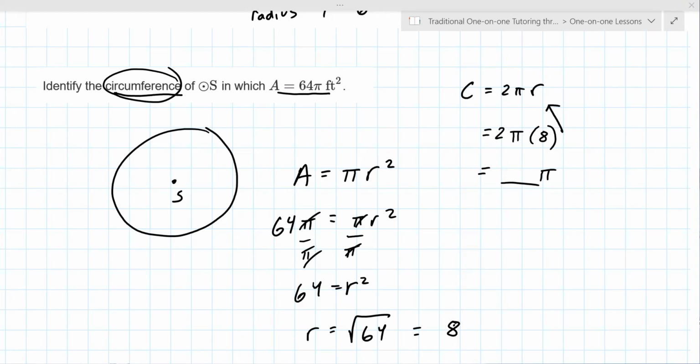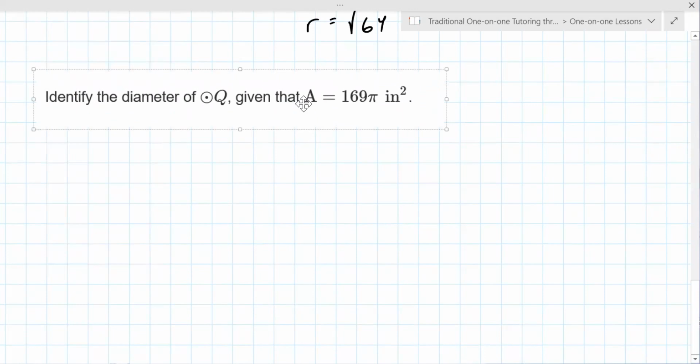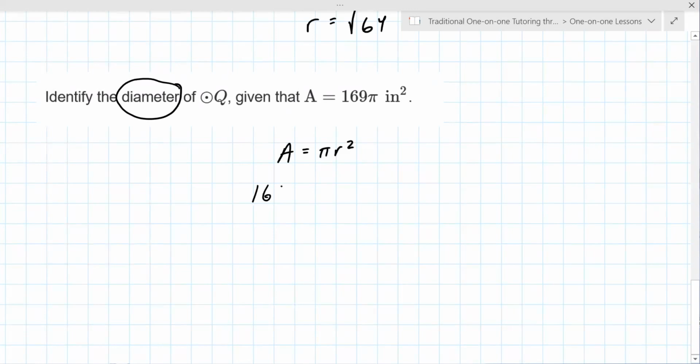Actually, this one isn't exactly the same. You have to find the diameter. So first find the radius. So what is my radius? Well, it's not given. You have to use this equation. So I want you to solve for r.